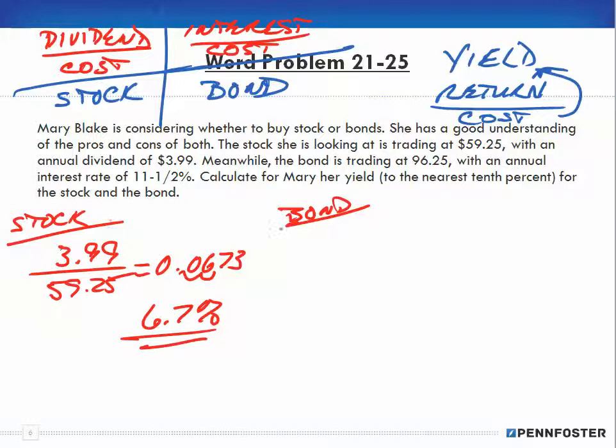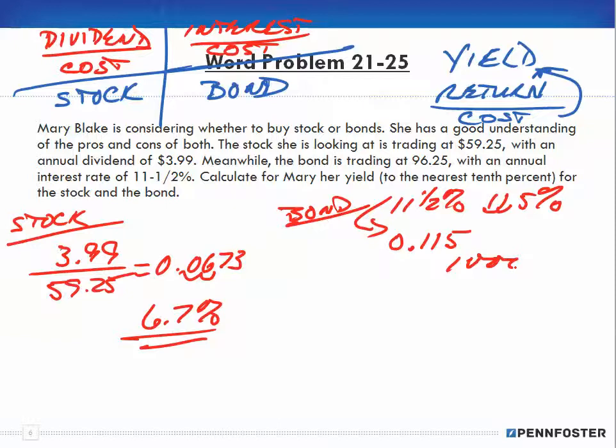Now for the bond, I have to calculate my interest. So I have 11.5% in interest. That means I'm looking at 11.5 as a percentage, and when I move the decimal over, I end up with a decimal of 0.115. That's the decimal equivalent of 11.5%. And since the face value of a bond is 1,000, I multiply by 1,000, and I end up with 115.